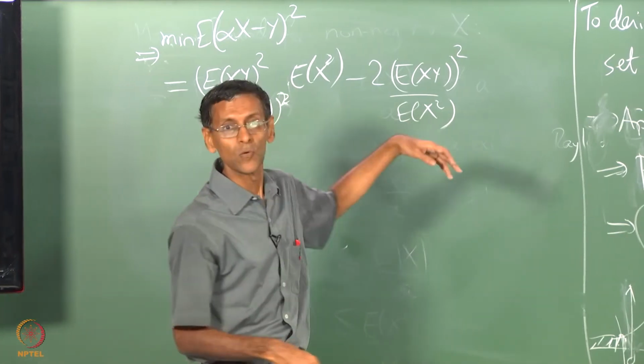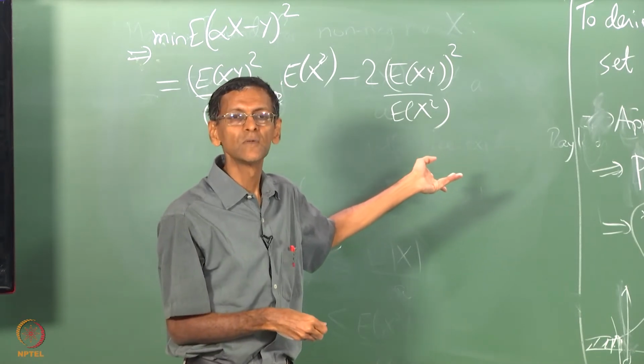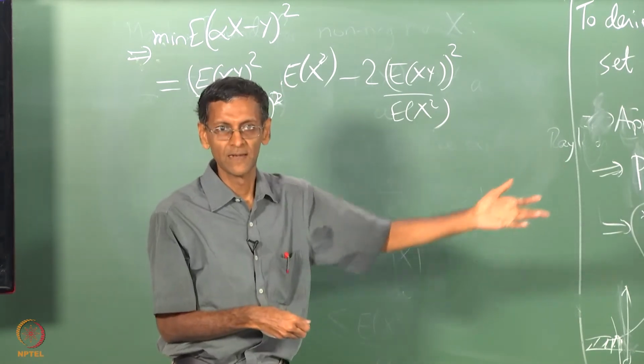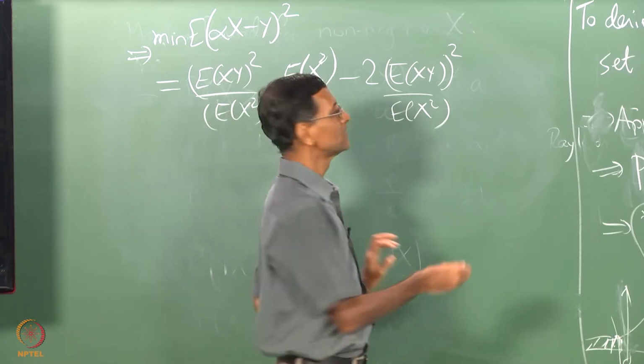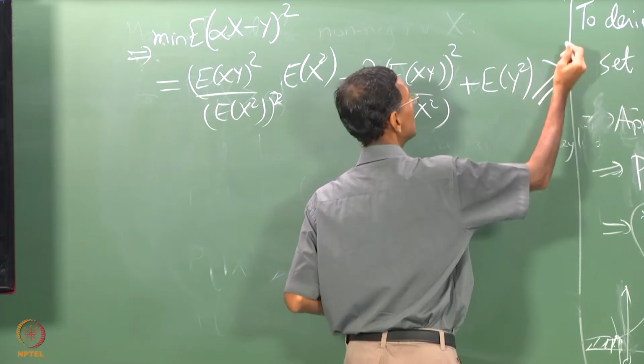And then what is the third term? Luckily the third term is simply, what is the third term? There is no alpha there, so thankfully it will only be plus E of y squared, and this must be non-negative.